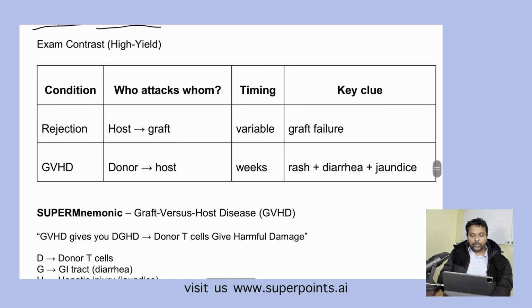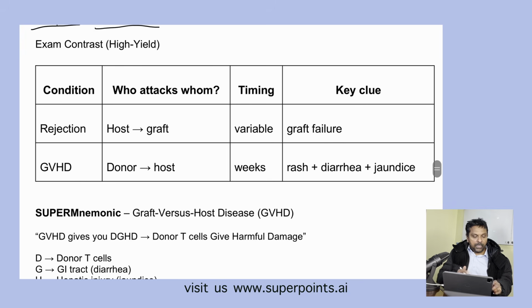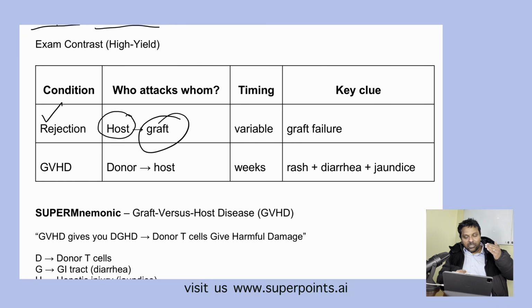So you need to know what is what, okay? For example, in rejection, who attacks whom? The host is attacking the graft, right? You got that organ, and you are attacking that graft. The timing is variable. And what happens? Graft failure happens. For example, if you got a kidney transplant, that's going to fail. If you got a heart transplant, a lung transplant, or a skin transplant, that's going to fail. That is rejection, where the host is attacking the graft.